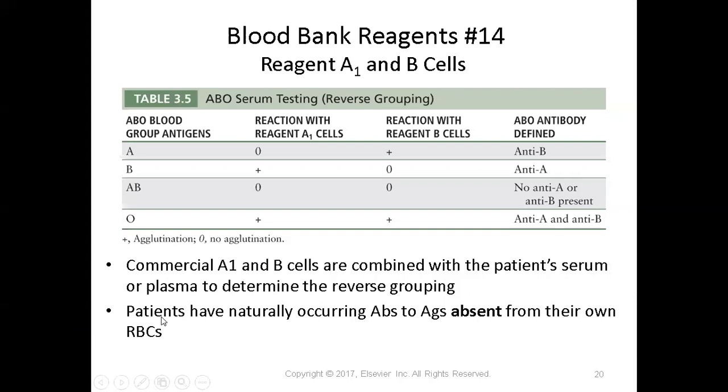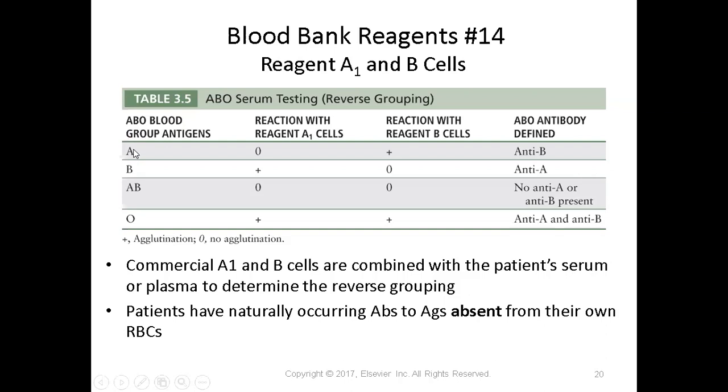Remember, here's Landsteiner's rule again. All of us have naturally occurring antibodies to antigens that are absent from our red cells. Think about it. Would it make sense for me to have an antibody against an antigen that is on my red cells? I would be agglutinating my own red cells, correct? So with ABO, these are really one of the only naturally occurring antibodies. We have antibodies to the antigens lacking from our own red cells. Okay, so let's look more carefully at that.